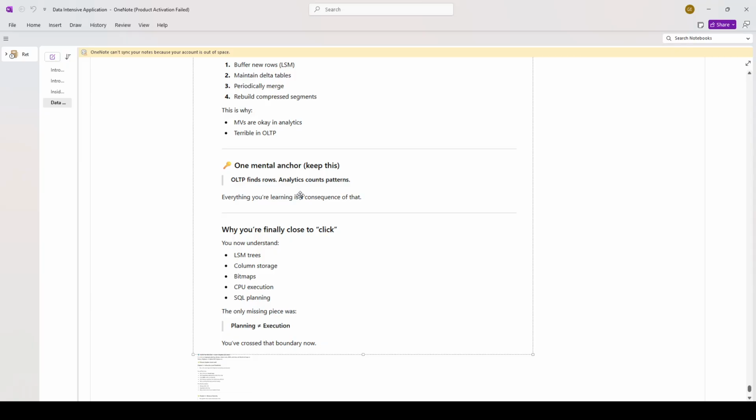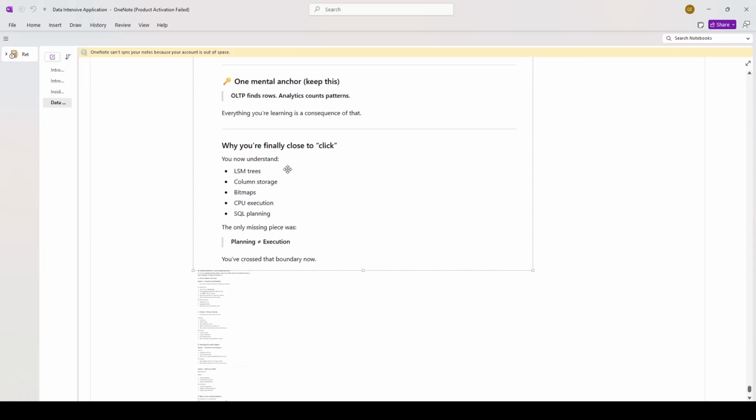So analytics finds patterns because it finds the rows based on their position in the column, how far it is in the column, while OLTP finds rows, so the exact row that you were trying to get. That's why you need to be more explicit in OLTP.